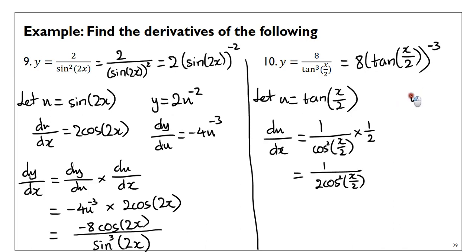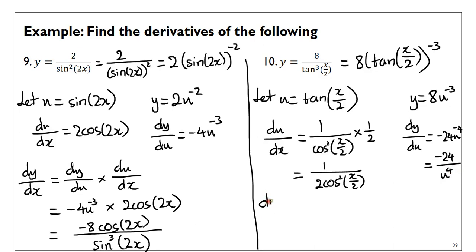And then you can write y in terms of u. y is going to be 8 u to the power of -3. So dy du is, so multiply with the power, -24 u to the power of -4. Yeah, well, you can write the -24, you can move the u to the denominator. That's fine. And then we're going to use chain rule.